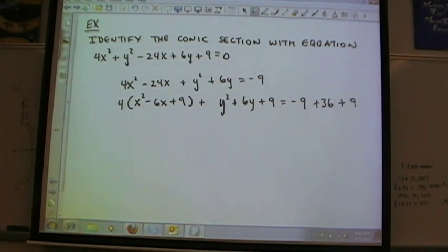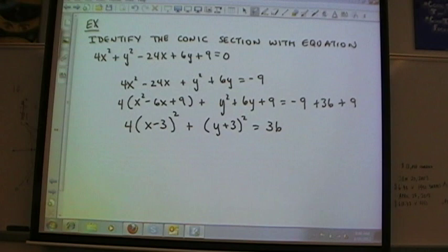Now, this part factors to, does anybody remember? x minus 3 squared, plus y plus 3 squared, equals 36. Now can you take a guess on what type of conic section it's going to be?